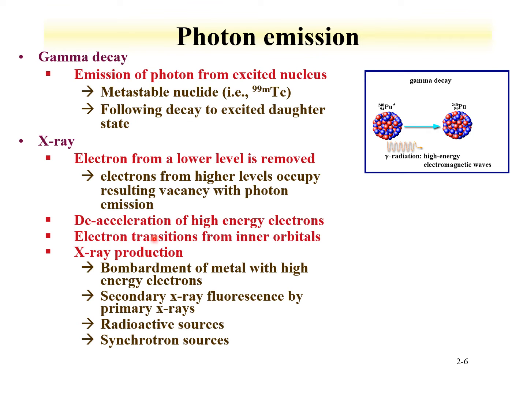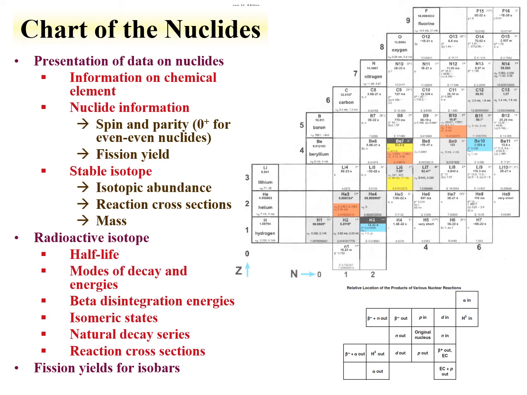You can also get X-rays from deacceleration of high energy electrons, and you can also get electron transitions from the inner orbitals. So you get a number of these changes occurring, producing these X-rays. One can produce X-rays by bombarding of metal with high energy electrons. You can have synchrotron light sources. You can have radioactive sources. So you can have a number of different sources that are used to produce these X-rays. The chart of the nuclides provides a bulk of the information we're going to use in the course on the isotopes.